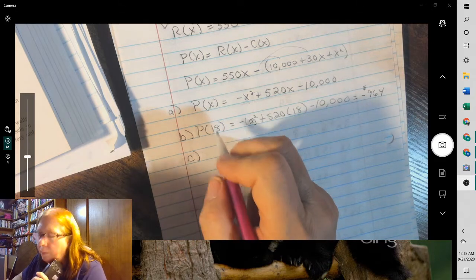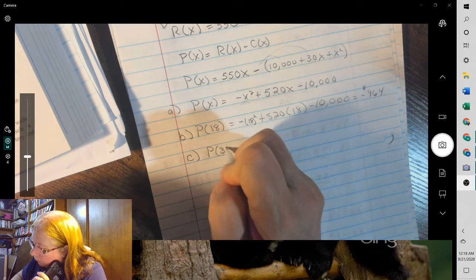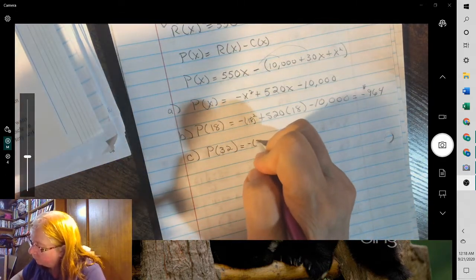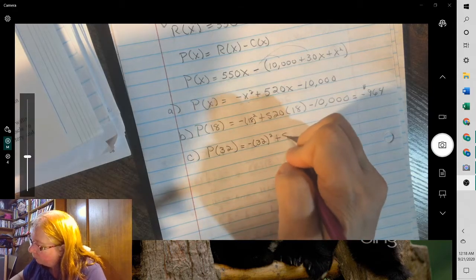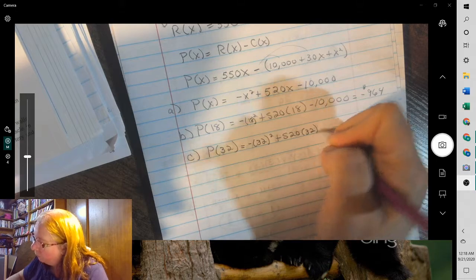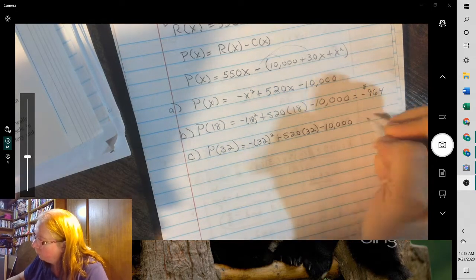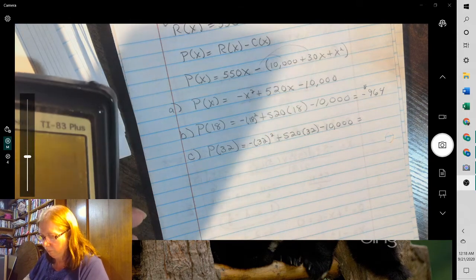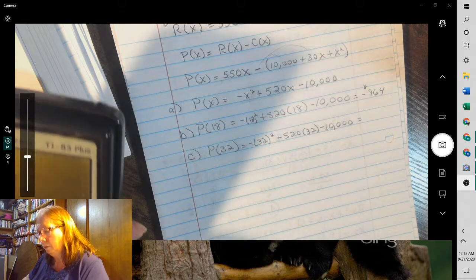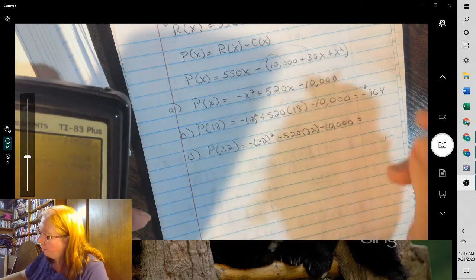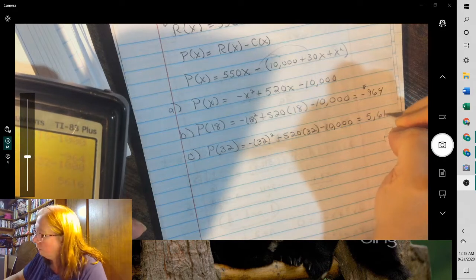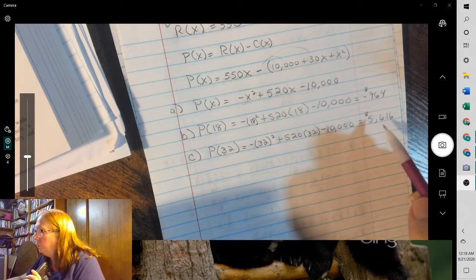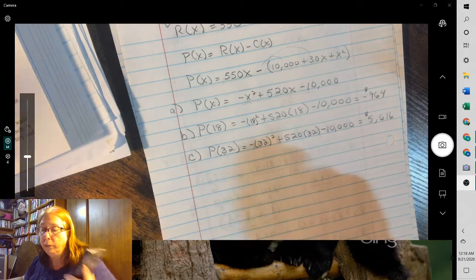C says, what's the profit for 32 fridges? So if we produce and sell 32, so 32. $5,616. So if we produce and sell 32 refrigerators, we'll make $5,616.